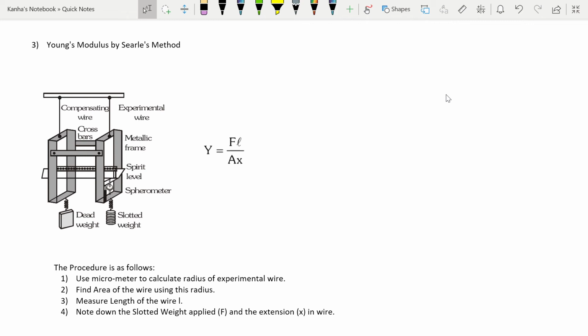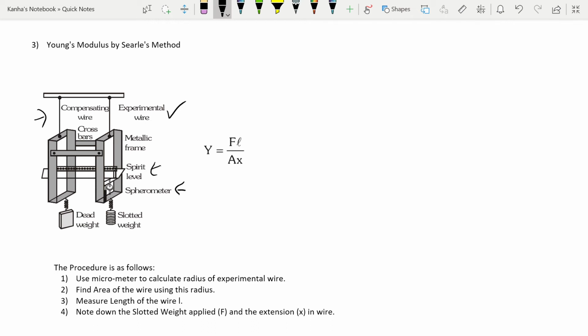The next experiment is that of finding Young's modulus by Searle's method. What you have in this experiment, basically, is an arrangement consisting of two wires, as you can see. One is the compensating wire, one is the experimental wire. One of the wires is a reference wire, whereas the other one has the load fixed on it. The reference wire is used to compensate for the thermal expansion of the wire, and the experimental wire is the test wire. The extension in this wire is measured with the help of a spherometer which is attached here, and a spirit level arrangement.